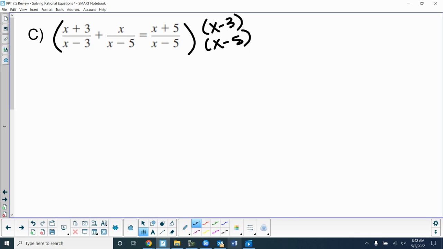What happens to this denominator x minus 3? It cancels that x minus 3, right? So I have an x minus 5 times an x plus 3. No denominator, period. No denominator, right? That's why we did this. Now, what happens to this x minus 5? It goes away with that x minus 5. So I multiply x times the x minus 3.